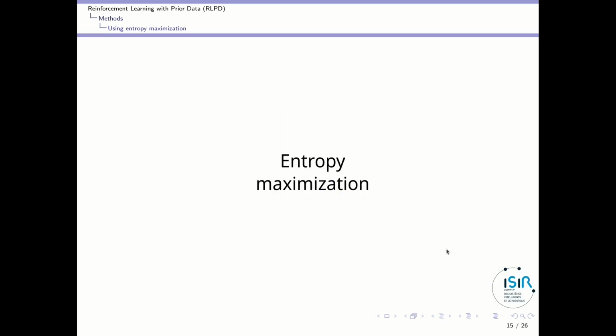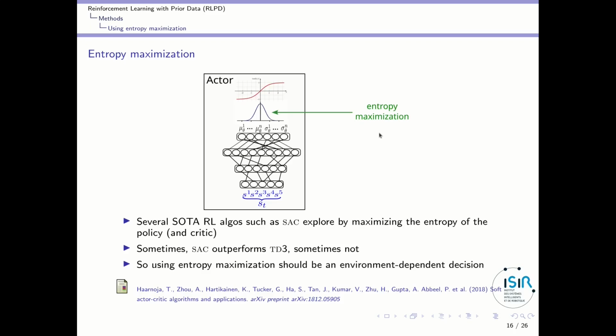Finally, the last mechanism is entropy maximization. So here the idea is that in algorithms such as soft actor critic, you generally try to maximize the entropy of the policy so as to keep the policy exploring as much as possible. So in practice, it means that you want the variance of this output Gaussian to be as large as possible. In soft actor critic, actually, you also maximize entropy within the critic to have something which is more consistent.